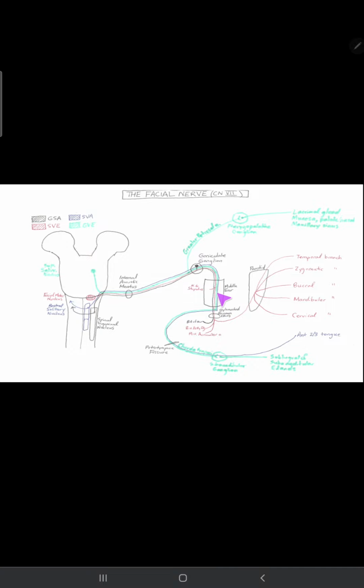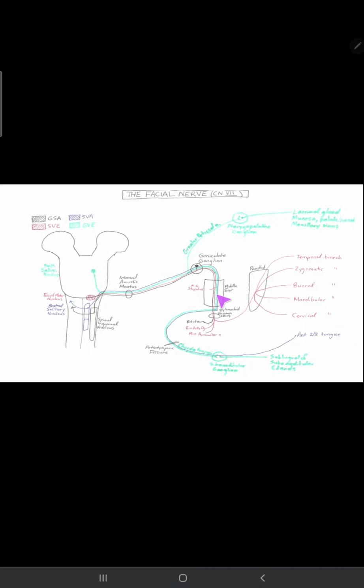So it gives a branch to the chorda tympani. Above the stylomastoid foramen it gives the branch to the chorda tympani, and it supplies the anterior two-thirds of the tongue and the sublingual and submandibular glands. And the same things happen here.